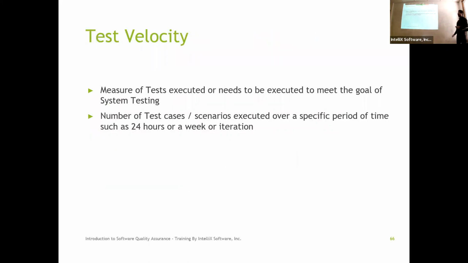Okay. Then we talked about the metrics, right? Process metrics and product metrics. One of the key metrics is test velocity. It's essentially telling you how quickly and at what pace you are testing, right? Velocity is nothing but speed over time, right? That's what this is. How many test cases I'm running in 24 hours or on a weekly basis, so I can predict: am I going to meet my timeline or not?